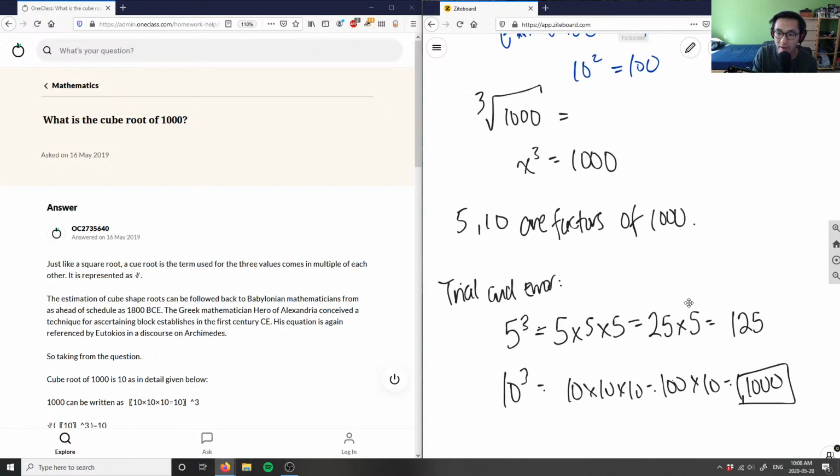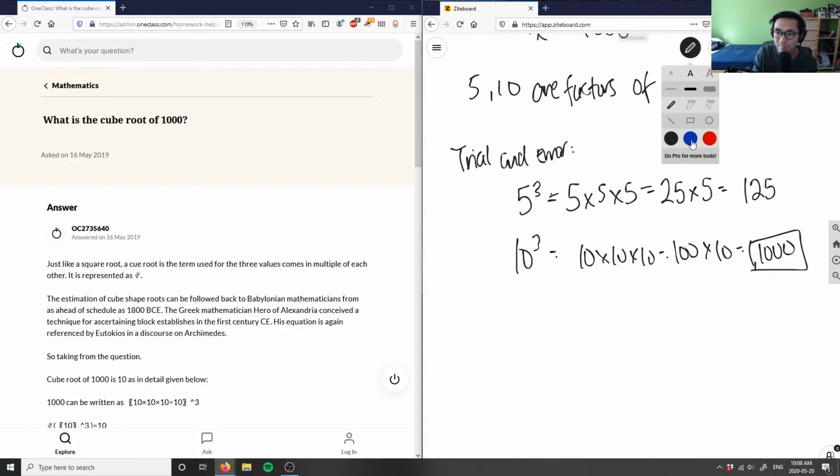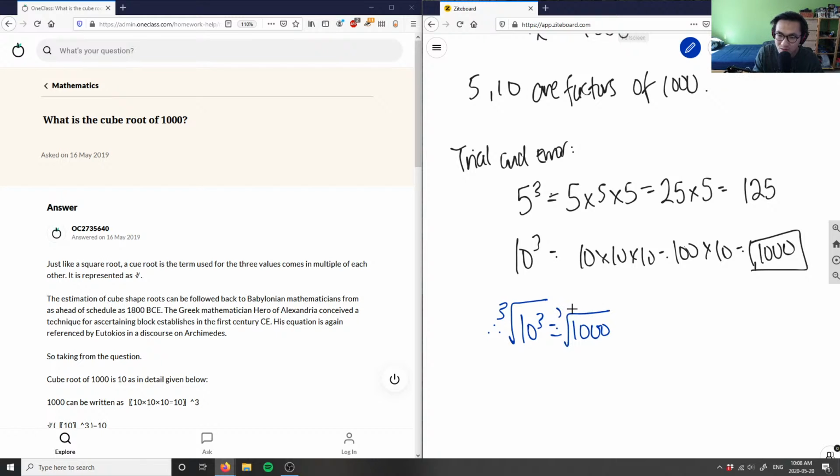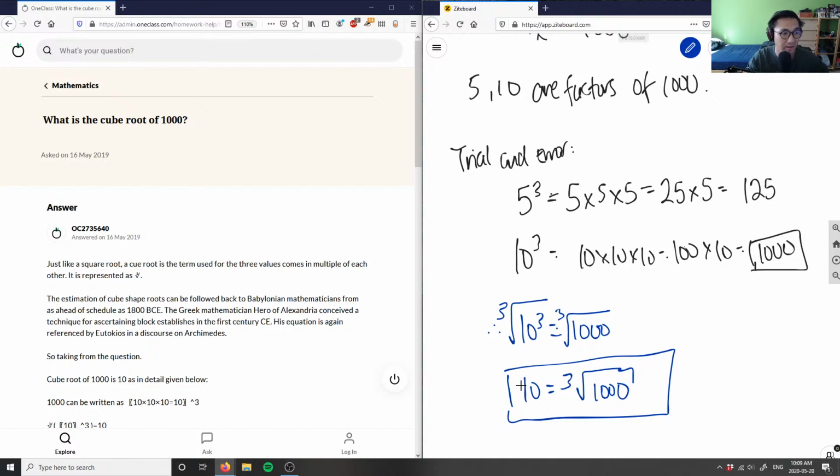Therefore 10 cubed equals 1,000. So I can take the cube root of both sides, and then I would get 10 equals the cube root of 1,000. And this here is my correct answer. So the answer is 10. The cube root of 1,000 is 10.